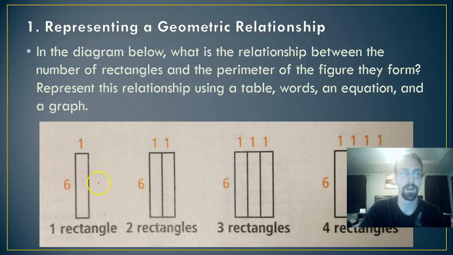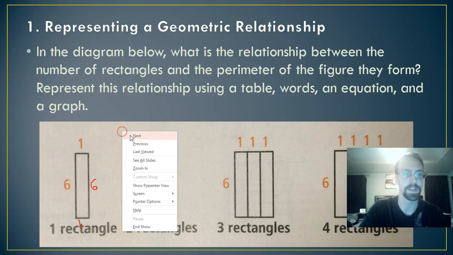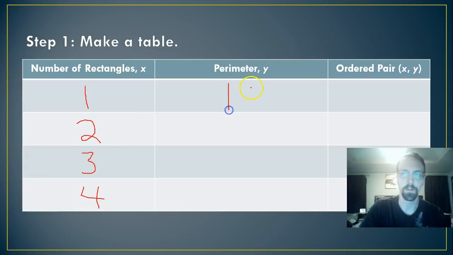We have 6, and I know 1 is over here. So if I add all those up, 6 and 6 is 12, 13, 14. So my first perimeter is going to be 14. And if I write that as an ordered pair, that gives me (1, 14). I'm using the mouse, that's why it looks a little weird.